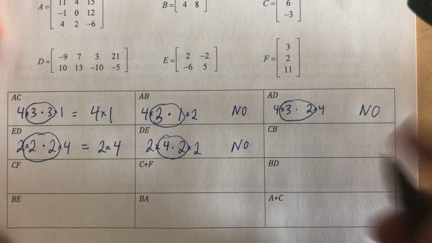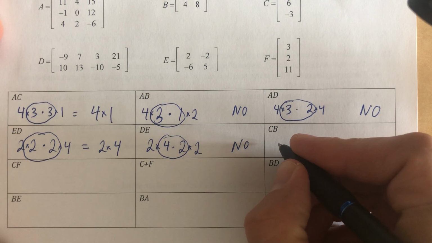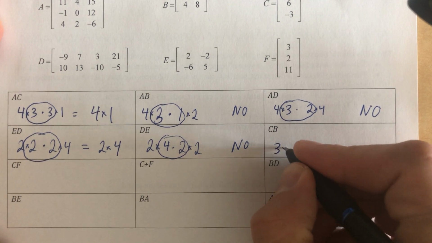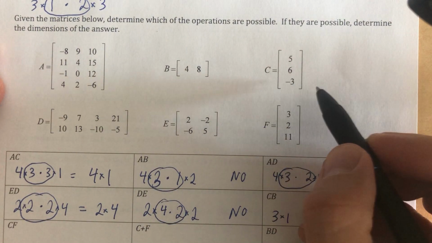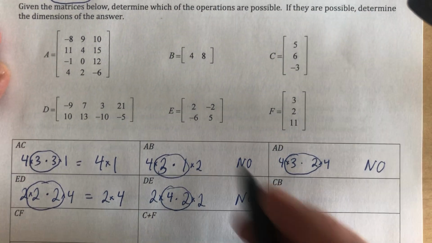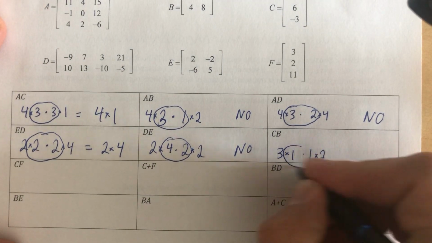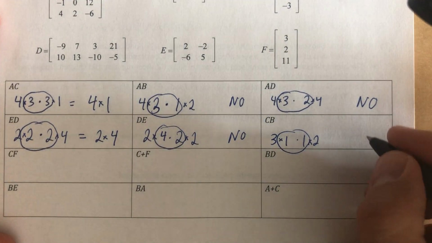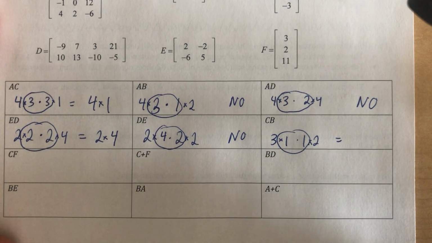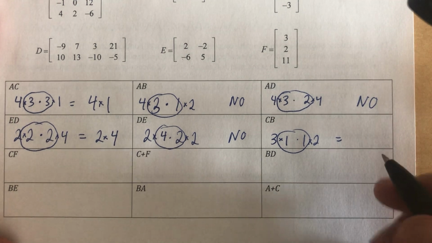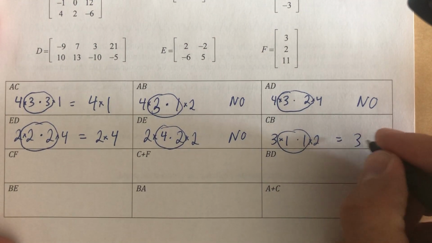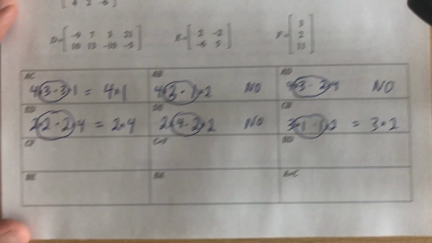All right, CB. C is 3 rows, 1 column, so 1, 2, 3 rows, 1 column. B is 1 row, 2 columns, so times 1x2. 1 and 1, they match up. This one's a yes. I'm not going to write yes. I'm actually going to say what it would be. If I multiplied them, I'd have a 3x2. Okay, let's keep going.